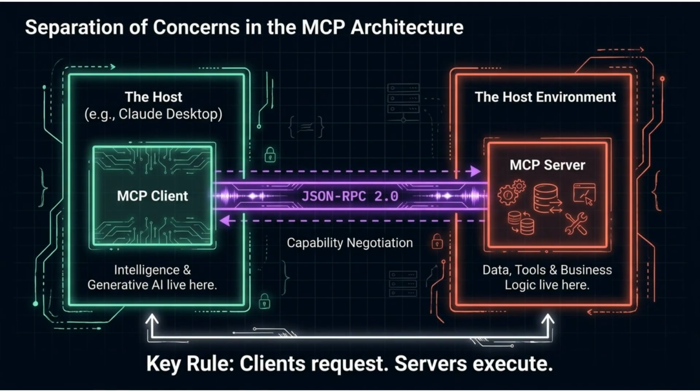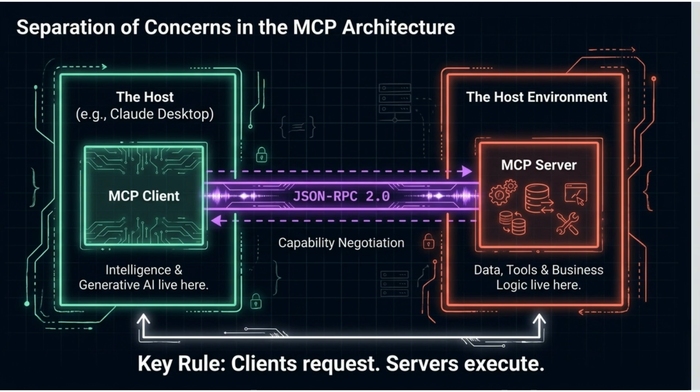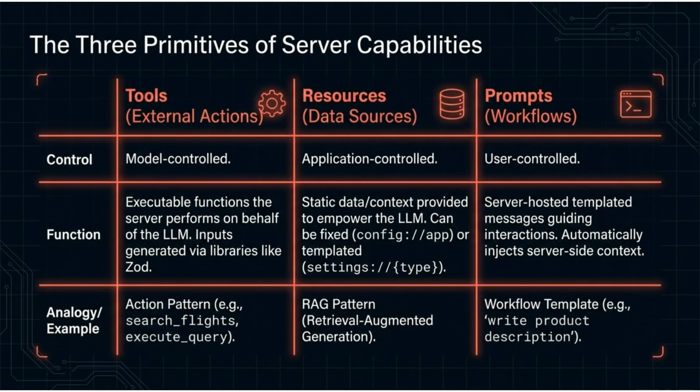The MCP architecture enforces a separation of concerns. The client, or host, handles intelligence and generative AI. The server, or host environment, manages data, tools, and business logic. The key rule is, clients request and servers execute. Server capabilities are defined by three primitives: tools for external actions, resources for data sources, and prompts for workflows. Tools are model-controlled, resources are application-controlled, and prompts are user-controlled.